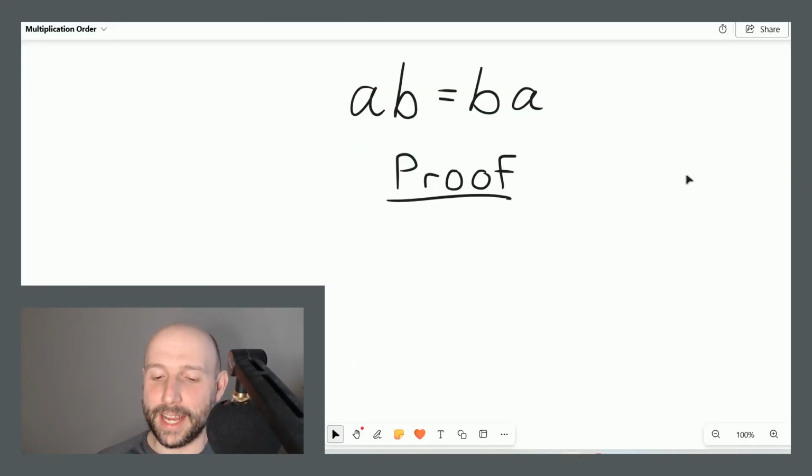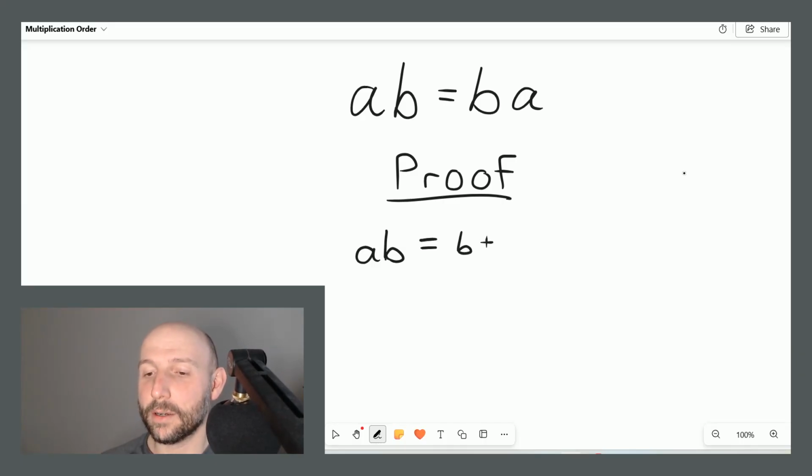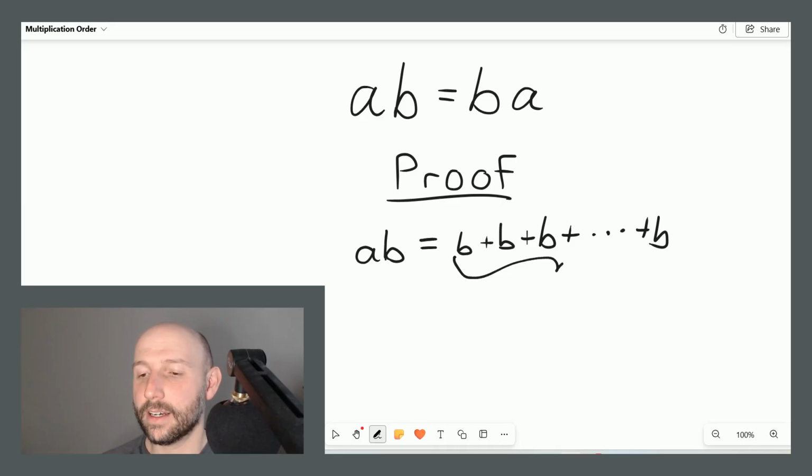We will prove that AB equals BA. So AB equals, let's start with the definition of multiplication that most of those arguing against this concept were suggesting. AB means adding B A times. B plus B plus B, and so on, A times. For example, 3 times 4 is 4 added 3 times.